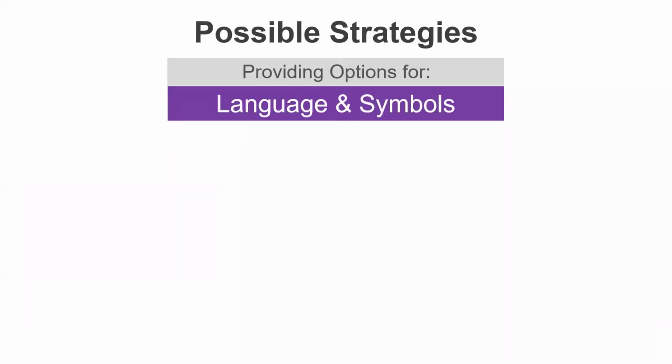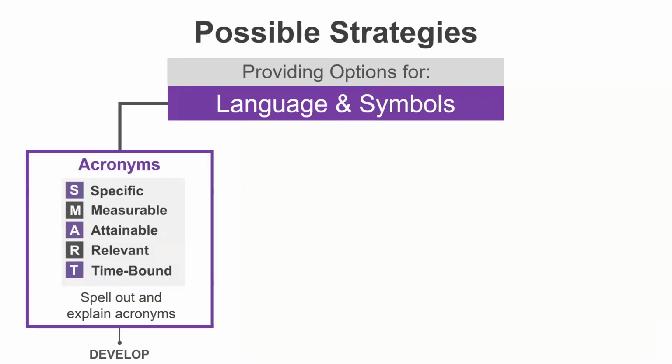The second guideline for the UDL Principle of Representation is about providing multiple means for language and symbols. Some students may be unfamiliar with acronyms, technical language, symbols, or cultural references used in course materials. So make sure to always explain acronyms or create an infographic for the most important ones, like the one you see in our example here for SMART goals.